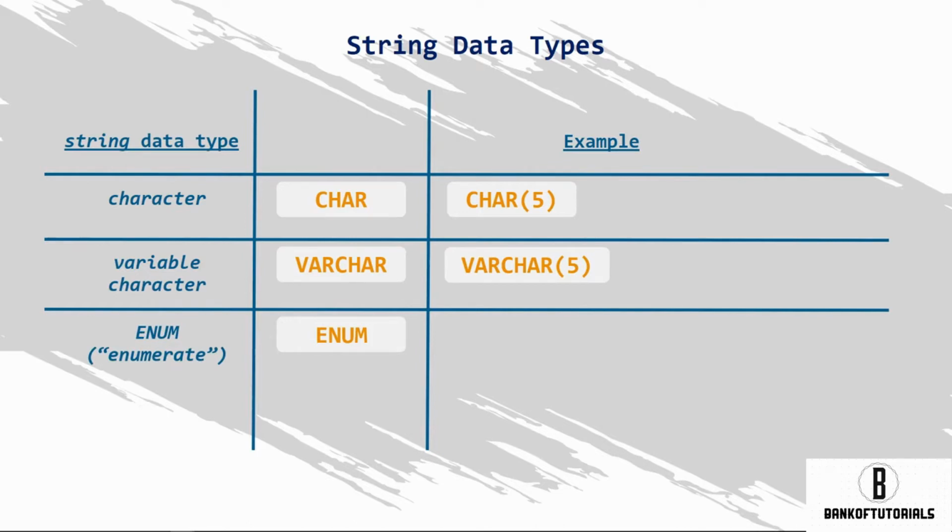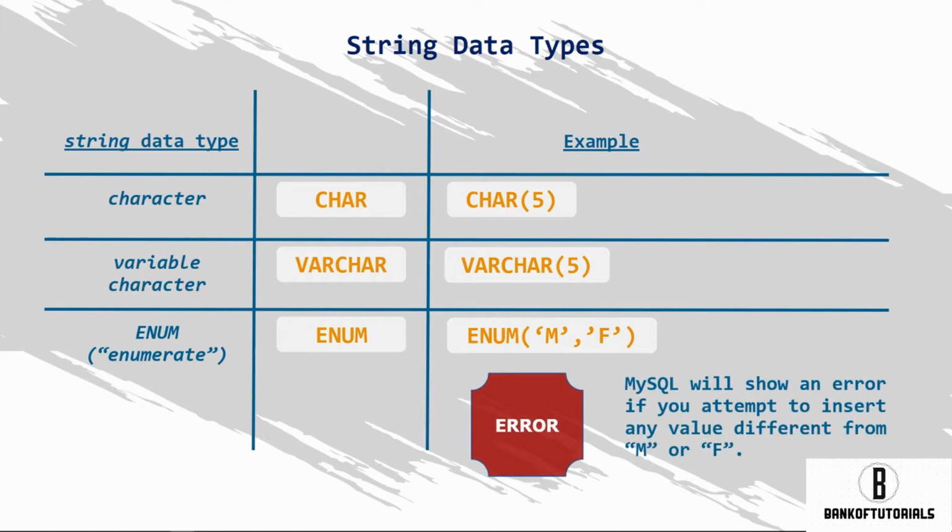For example, if in a certain column you want to insert the gender of a person, you should specify the possible values of M and F. Then, MySQL will show an error if you attempt to insert any value different from M or F. This string data format is not used as frequently as the previous two, but sometimes you will really love the fact that it is there and can be applied readily. Great! These were the most frequently used string data types in MySQL: char, varchar, and enum.